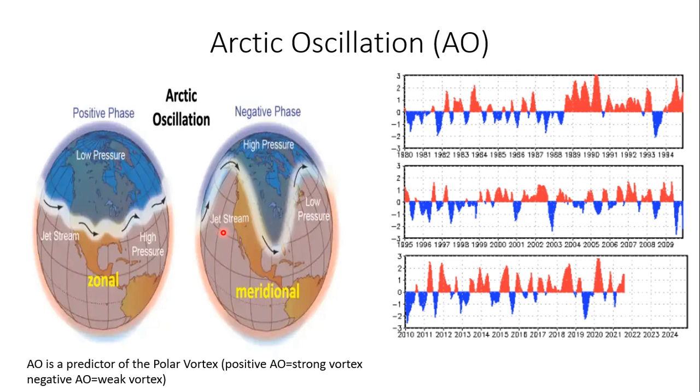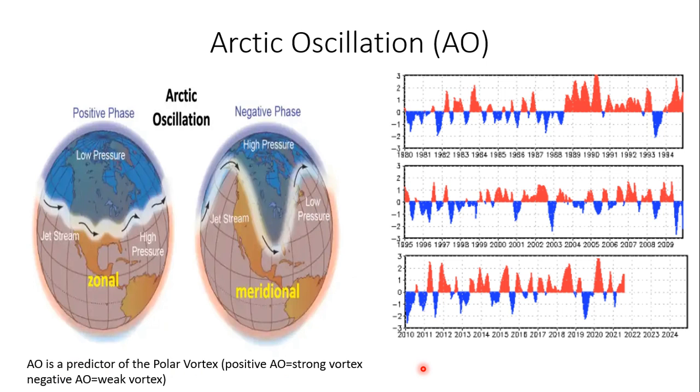With a negative phase AO, you get this huge amplification in the polar front jet stream. In the negative phase AO, you get a strong ridge up into Alaska. You get a deep trough in the eastern United States. And you generally have high pressure now with a negative AO up at the poles and lower pressure over the mid-latitudes. And by the way, the AO is a predictor of the polar vortex.